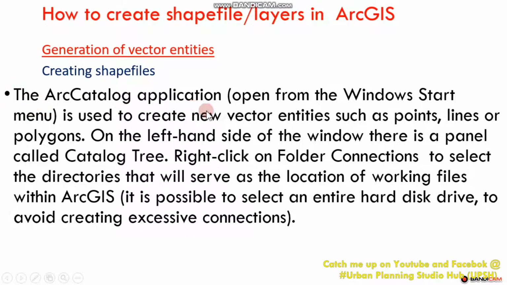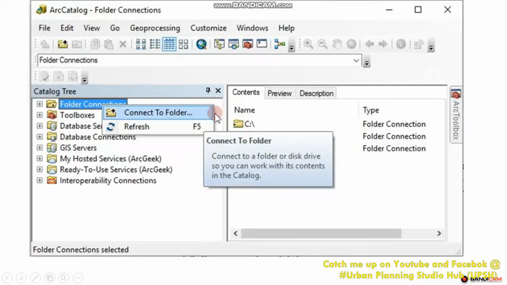The ArcCatalog application is opened from the Windows Start menu, just as I showed. It is used to create new vector entities such as points, lines or polygons. On the left hand side of the window there is a panel called Catalog Tree. Right click on the folder connections to select the directories that will serve as the location of working files within ArcGIS. It is possible to select an entire hard disk drive to avoid creating excessive connections. What it simply means is that this is what you see on your screen once you launch your ArcCatalog software.